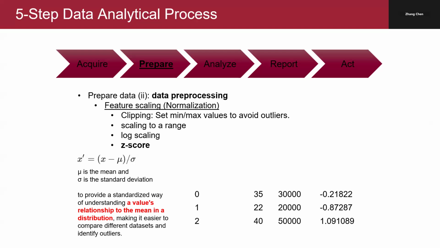Z-score normalization is especially useful when the features follow a roughly normal distribution, and the relative differences matter more than the absolute values. So this is a very standardized and widely used way, the z-score.